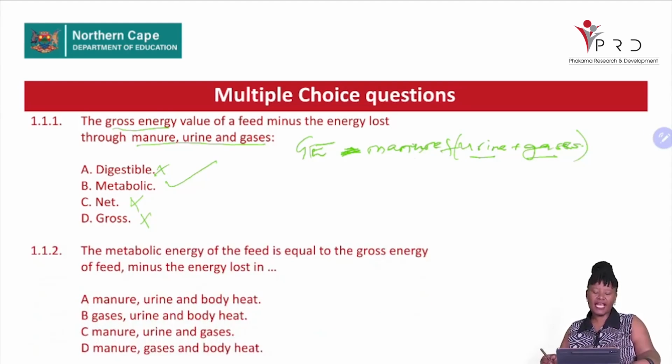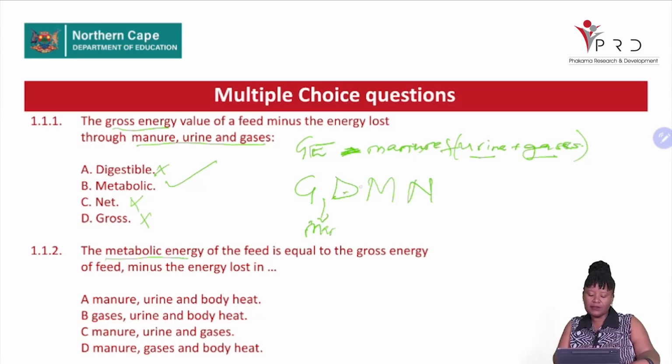The metabolic energy of the feed is equal to the gross energy of feed minus energy lost in the metabolic energy. And what I want to tell you is that you must know them in order: you have gross energy, digestible energy, metabolic energy, and net energy. And in order to get digestible energy, there must be manure or feces lost.